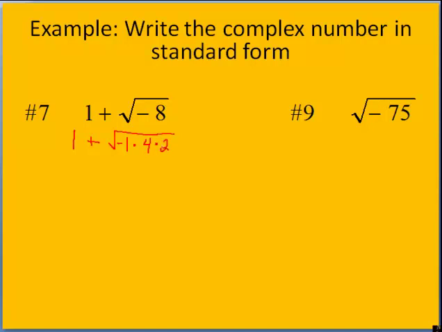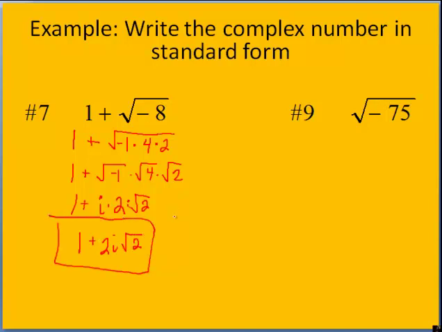And then we have that 2 left over. So then I'm going to have 1 plus the square root of negative 1 times the square root of 4 times the square root of 2. And here's where my i will fall, times, and then here's that perfect square that I identified, so 2 times the square root of 2. So the best way to write this would be 1 plus 2i square root 2. Alright? If you left it like this though, I'd be fine with this.